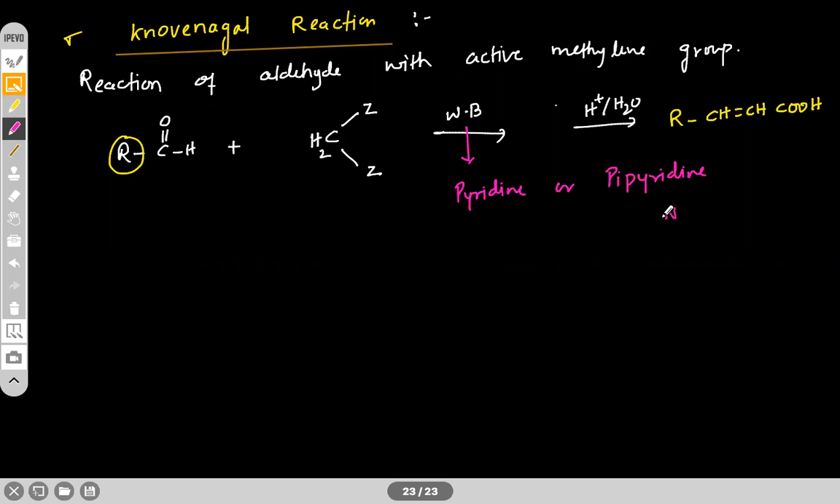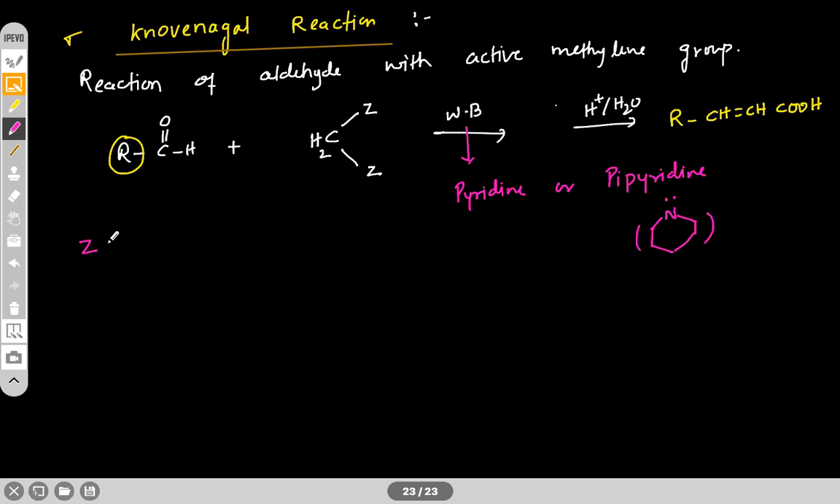Piperidine is this one, with no double bonds in it. Pyridine, we all know the structure: benzene with an N present in the ring instead of one carbon. So these are the weak bases we use for this. Then H plus H2O, acidic hydrolysis.